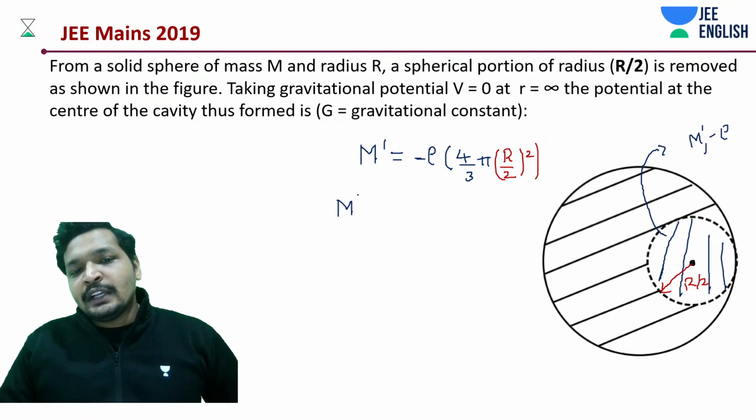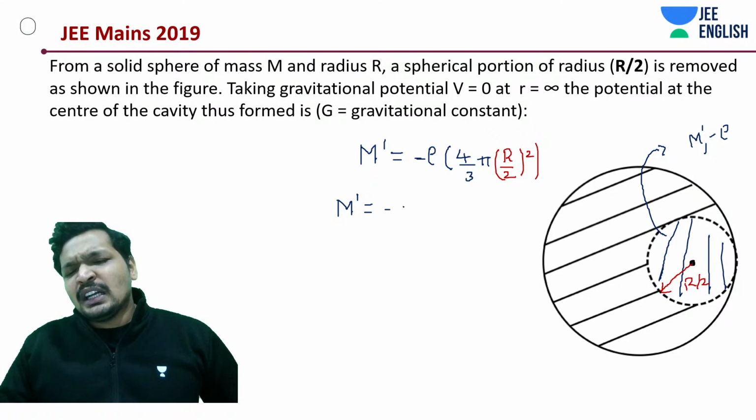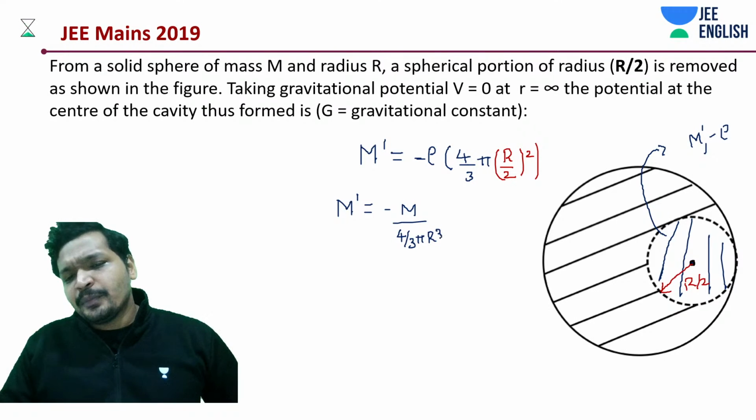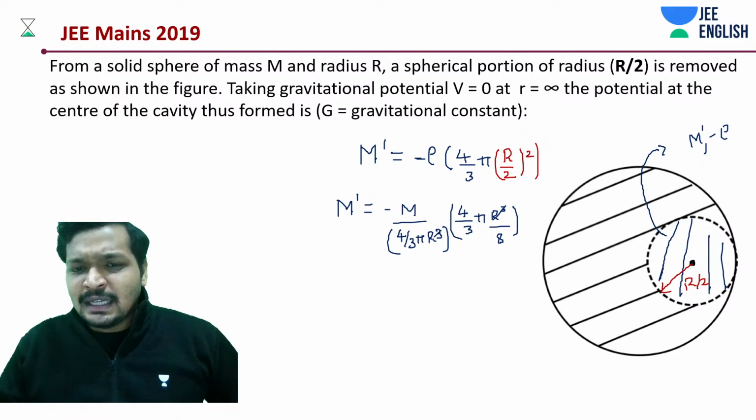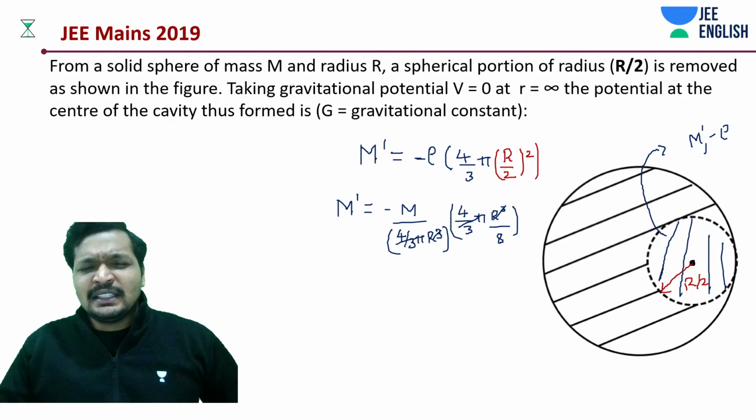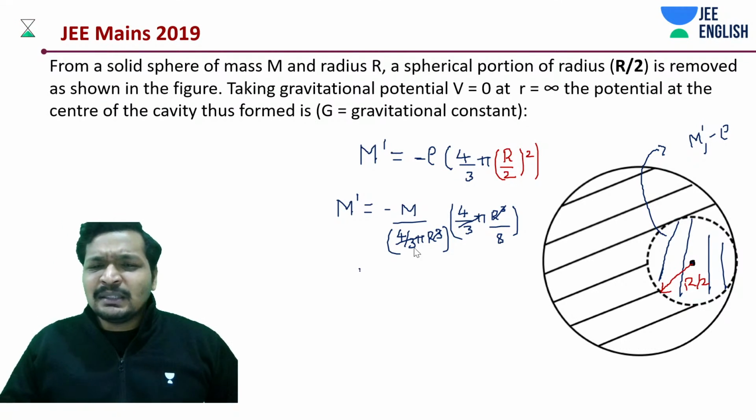And m dash value would be how much? Rho is M divided by 4 by 3 pi r cube. And here you have 4 by 3 pi r cube, it's 2 cube, 8. R cube gets cancelled out. 4 by 3 pi gets cancelled out. It's quite an easy problem.